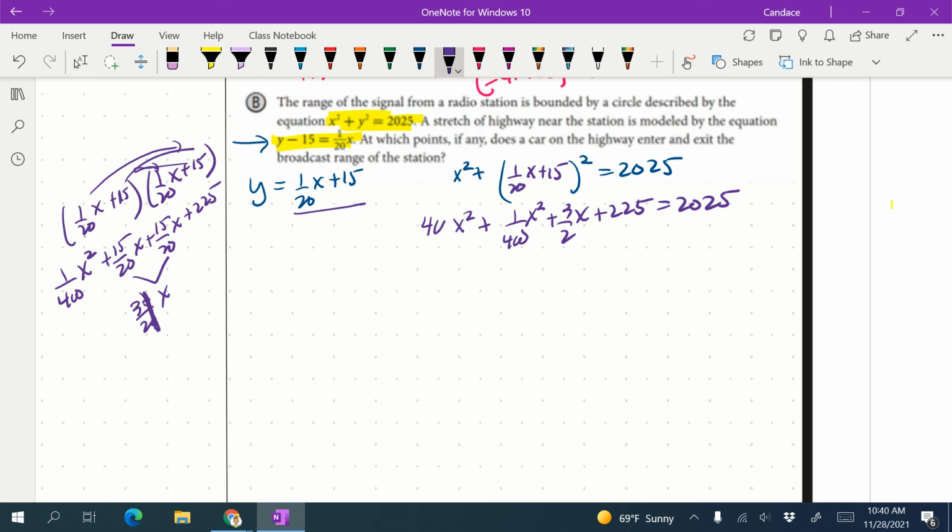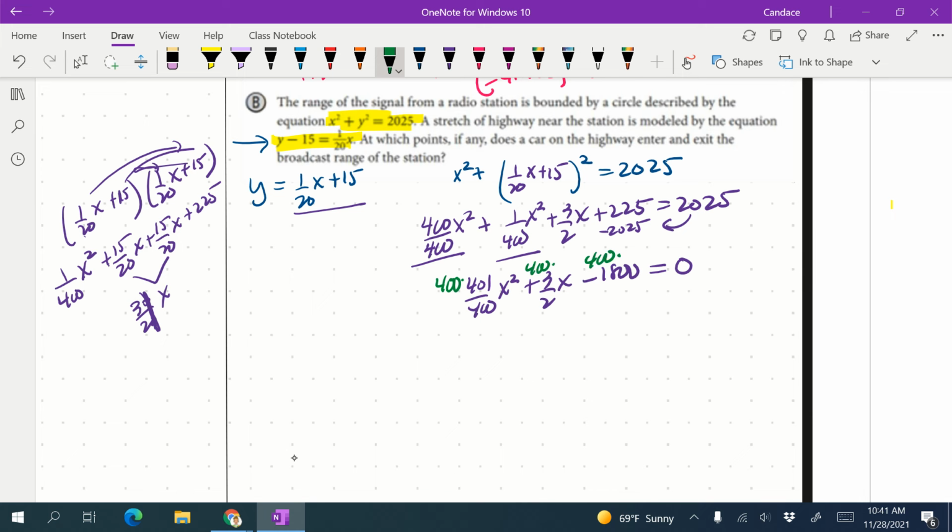In front of the x squared, if I'm going to combine like terms, I have to have a common denominator of 400. So I'm going to make that 400 out of 400. So 400 out of 400 plus 1 out of 400 would be 401 out of 400 x squared plus 3/2 x. Then we're going to subtract 225 to the other side, and that gives me minus 1,800 equals 0. Now, I could put fractions into the quadratic formula. I'm going to play a little bit of a game here. I am going to choose to multiply everything by my common denominator of 400. So I'm going to multiply every term by 400.